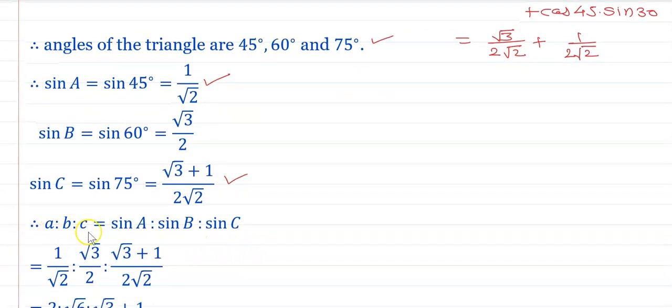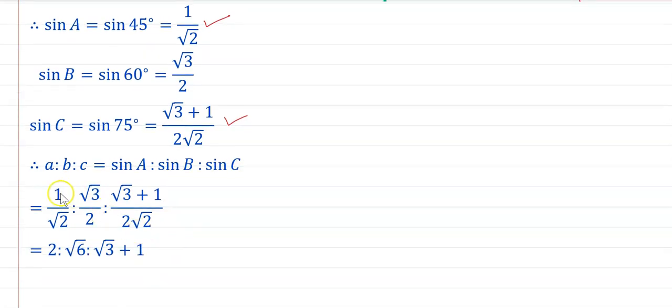As a is to b is to c, then you will get sin A is to sin B is to sin C. The value of sin A is 1 upon root 2, sin B is root 3 by 2, and sin C is root 3 plus 1 upon 2 root 2. If you multiply this ratio, या ratio ला आपण 2 root 2 ने जर multiplied केलं, then you will get here 2.